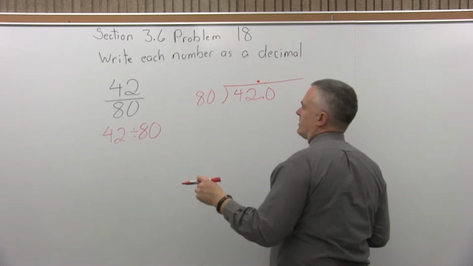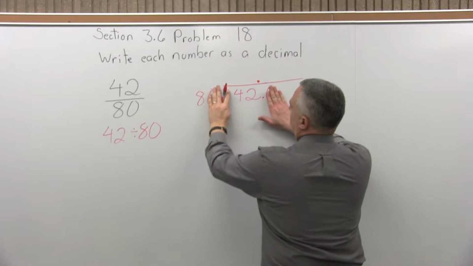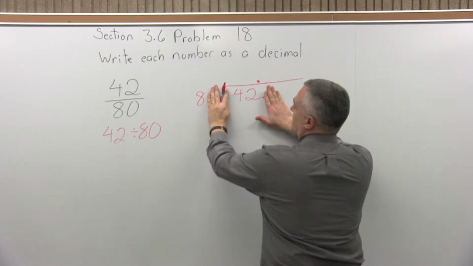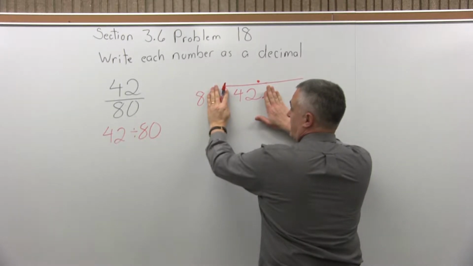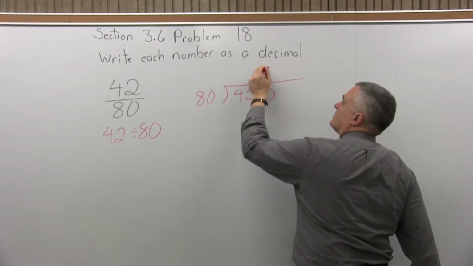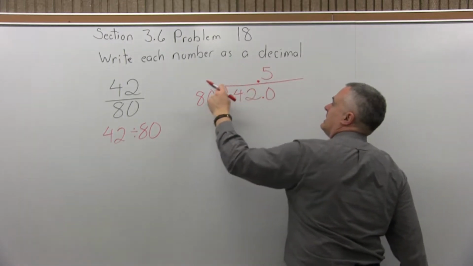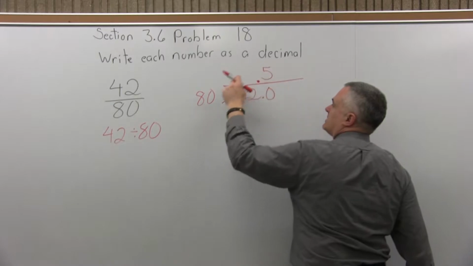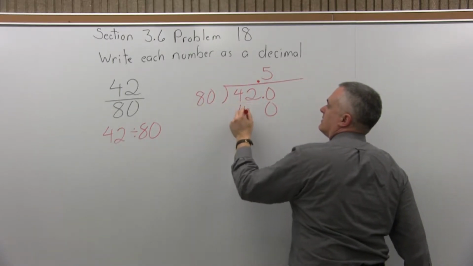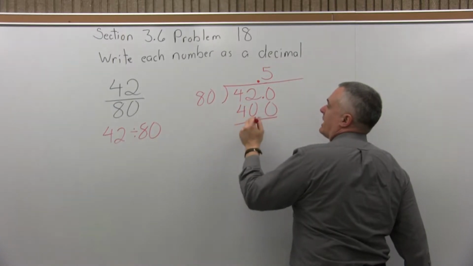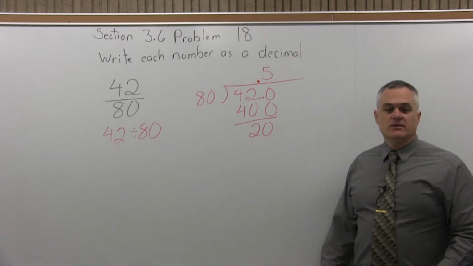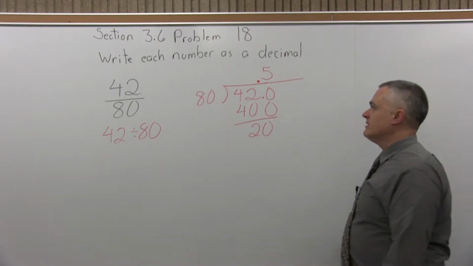So 80 into 420, that's really big. So what you can do is just ignore the end zeros and really think, how many times will 8 divide into 42? It'll go in 5 times, because 8 times 5 is 40. So that'll get us pretty close. So 5 times 0 is 0. Then 5 times 8 is 40. So I have 420 minus 400, that's 20. So that worked well. It did not go in evenly, so I have to do the process again.